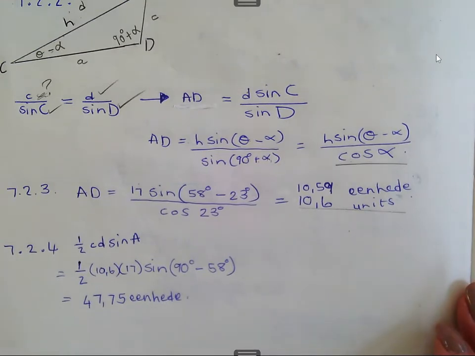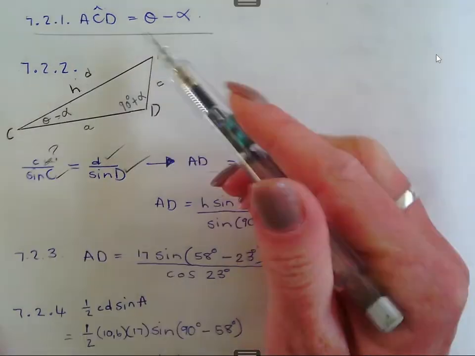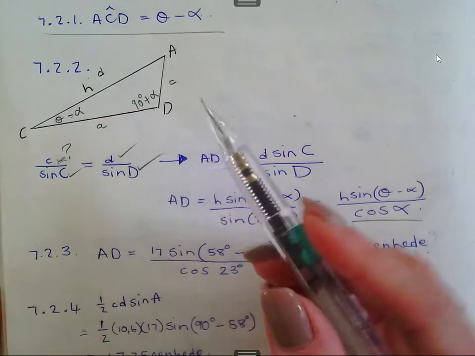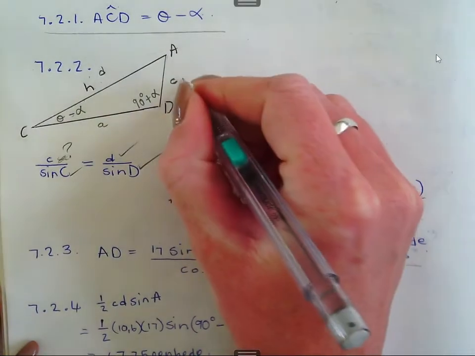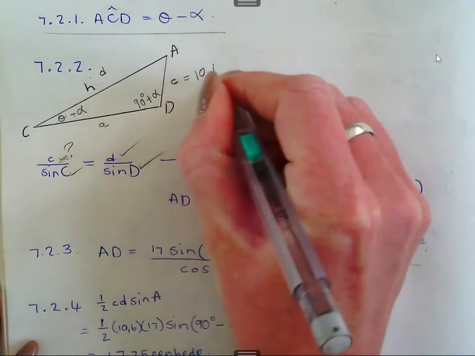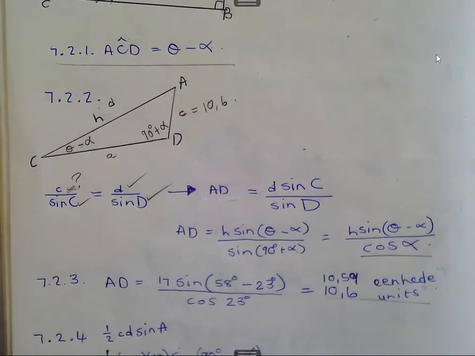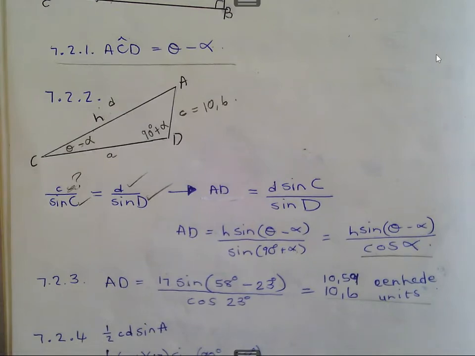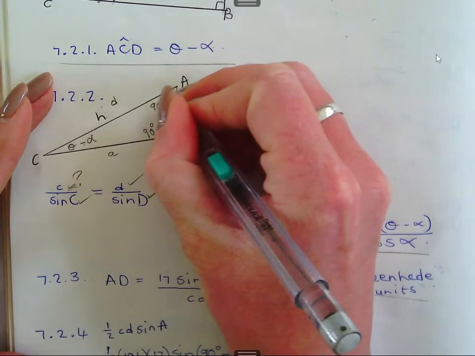And then the last question, they ask you to calculate the area of triangle ACD. Now, I just want to show you quickly. We found this side C to be 10,6 units. That's what we just calculated. Now, you have to be careful because this angle here was 90 degrees minus theta.